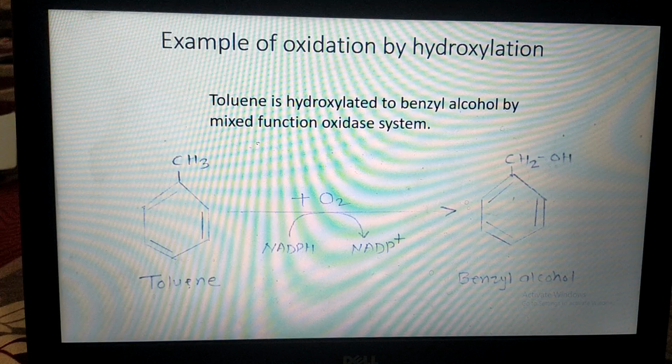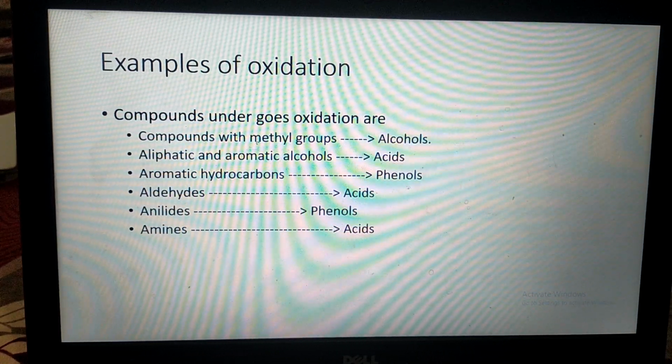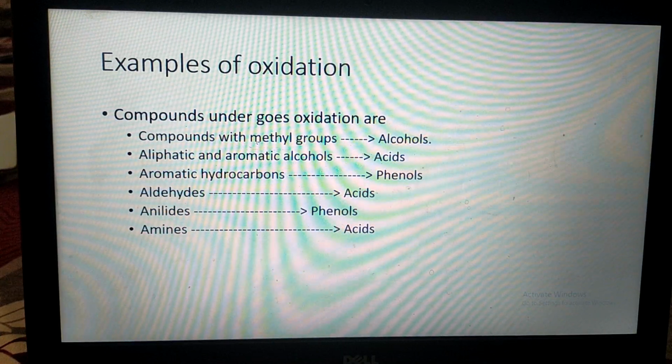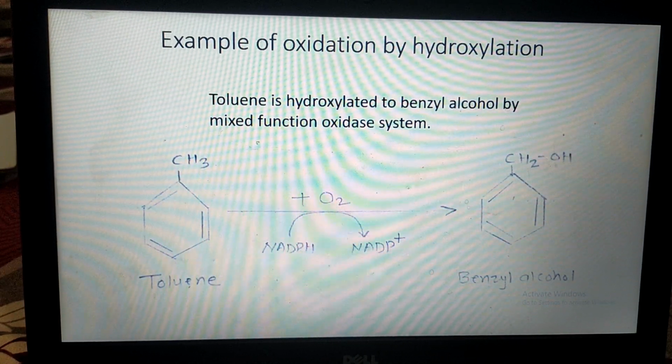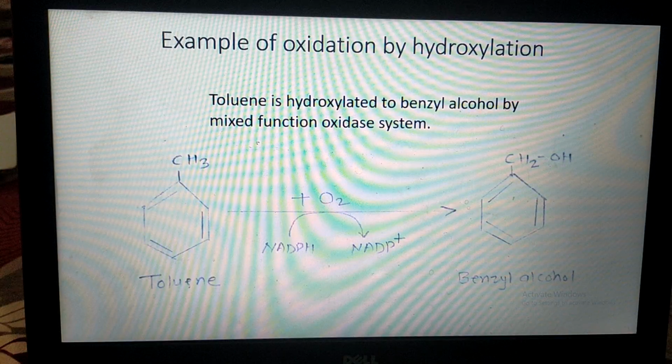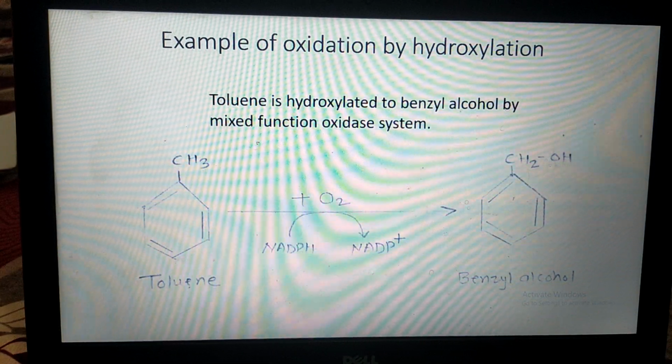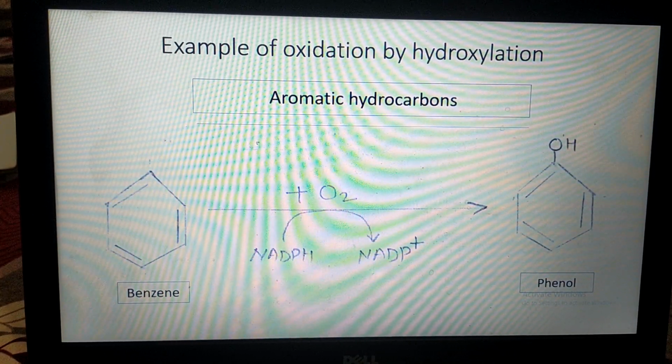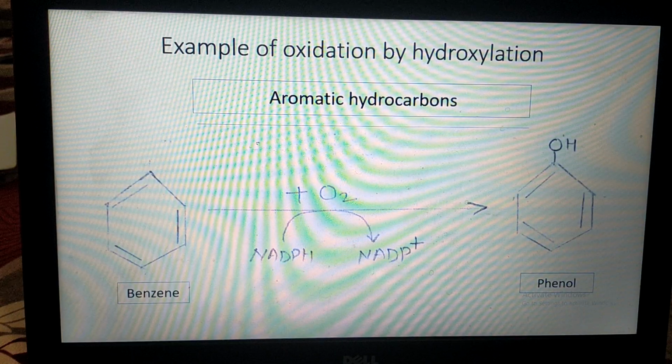Now coming to the actual example, again the same example I have quoted here. Toluene is converted into benzyl alcohol with the help of oxygen molecule and NADPH. So here the compound with methyl group is converted into alcohol. So the methyl group of toluene is converted to CH2OH, that is an alcoholic group. Second example is conversion of benzene to phenol. So aromatic hydrocarbons are converted into phenols or alcohols.